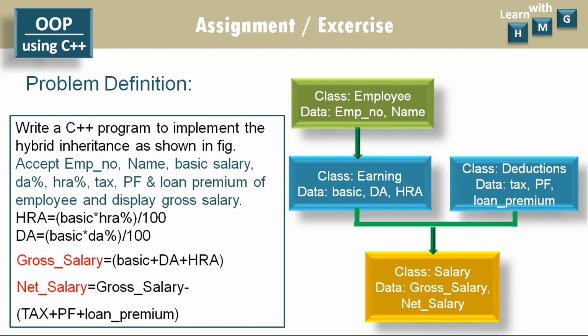So the problem definition is like this: write a C++ program to implement the hybrid inheritance as shown in figure. Accept employee number, name, basic salary, DA percentage, HRA percentage, tax, provident fund and loan premium of employee, and display gross salary and net salary.